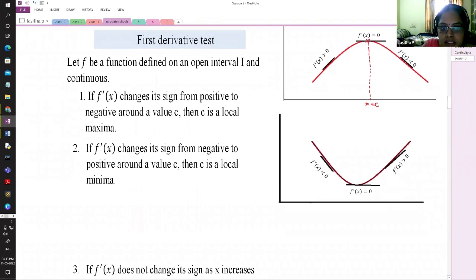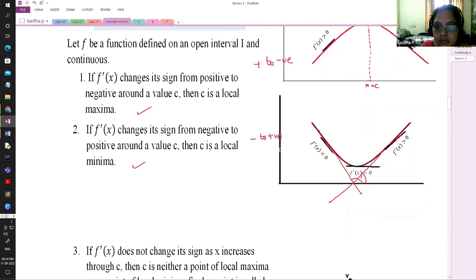And if f dash of x changes its sign from negative to positive, it is a local minima. If you draw a tangent at this point, it will make an obtuse angle, so the slope is negative. Whereas if you draw the tangent on this side, it gives an acute angle, so it will be positive. In that way we can expand our definitions. For maxima it has to change from positive to negative, and for minima from negative to positive. That idea we can convey.